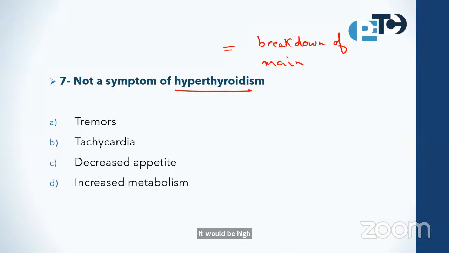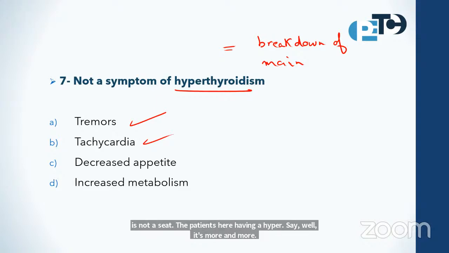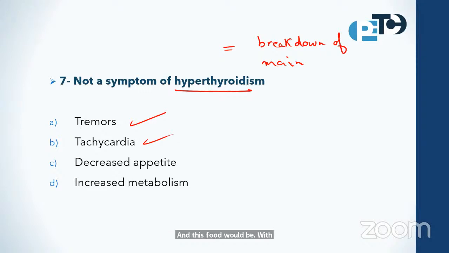So there is increasing activity, including the heart rate, the breathing rate, and so on. Tremors, it is a symptom. Tachycardia, it is a symptom. Decrease in appetite, it is not a symptom. The patient here having hyperthyroidism will eat more and more, and this food will be metabolized and digested very fast. So he will eat and he will not gain weight. So this is the answer.